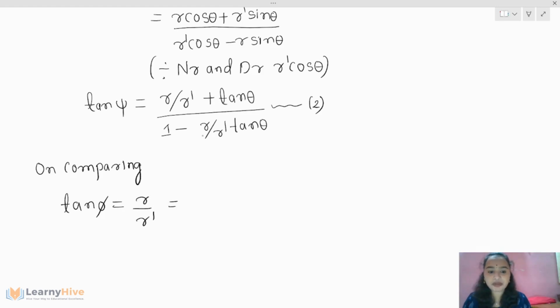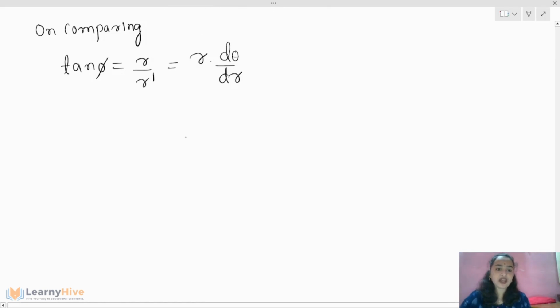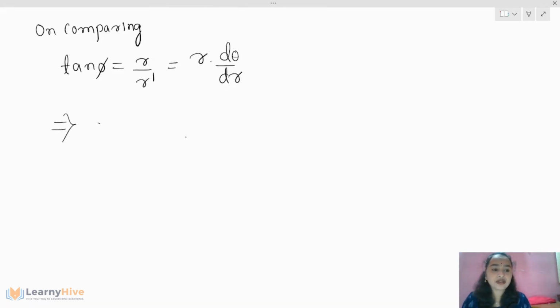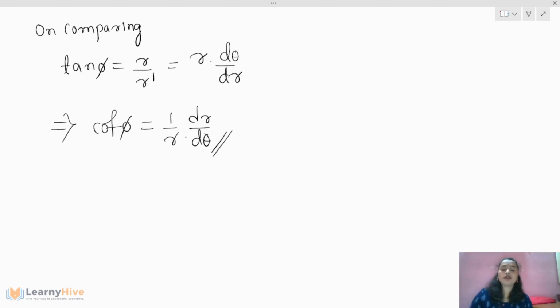Which can be rewritten as r multiplied by d theta by dr, because r dash is nothing but dr by d theta. This can also be written in another form, that is cot phi equals 1 by r into dr by d theta. This is what we generally use in problems. So this is the required derivation of our angle between the radius vector and the tangent.